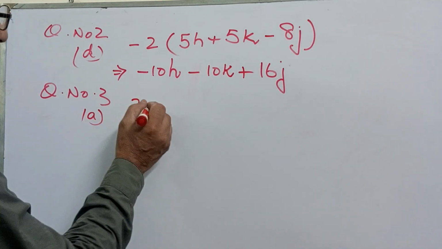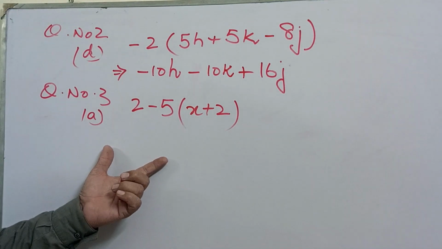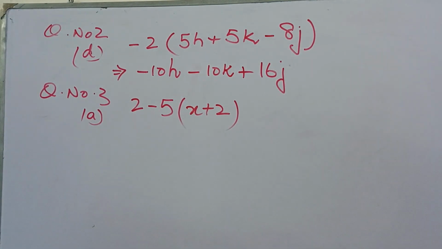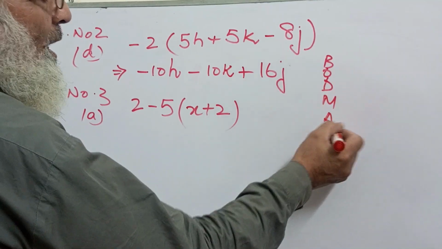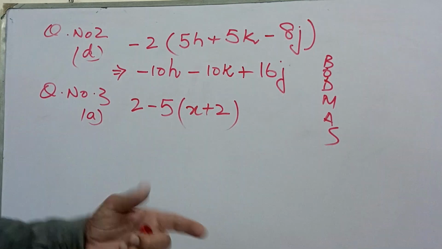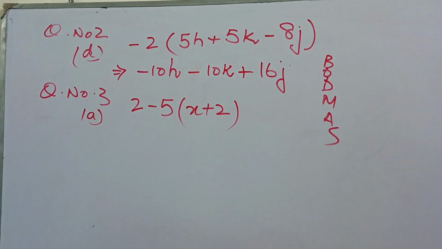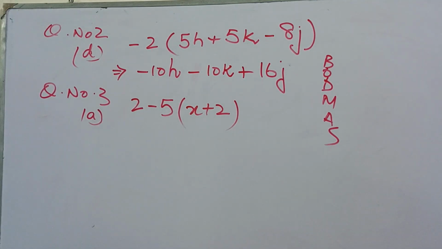You see that this is 2 minus 5, and the bracket starts with x plus 2. Now you see that there are two elements. Just imagine the rule of BODMAS. What was the rule of BODMAS? BODMAS. So we have to tackle the bracket first, and this bracket, in other words, is being multiplied with this outer element only.